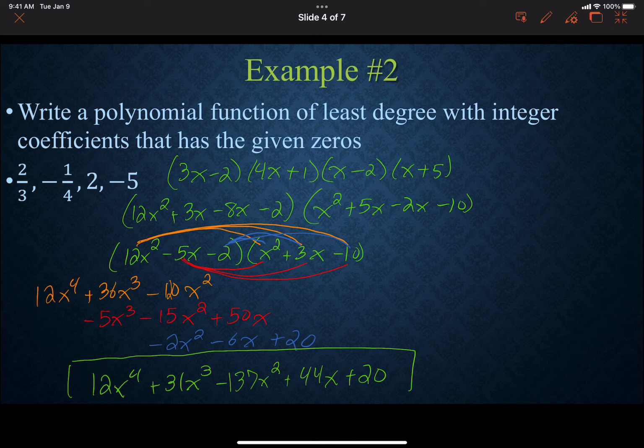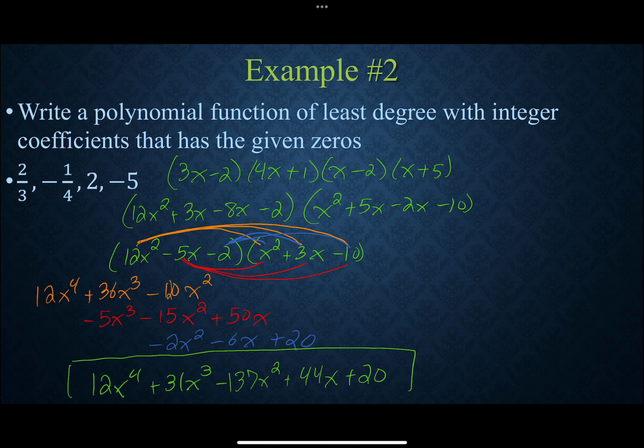All right, so that's your basics when you have integer or fraction solutions. Again, the directions are saying least degree integer coefficients. So that's how we know we can't write it as x minus 2/3. We have to write it as 3x minus 2. We don't want to have fractions in our answer there.